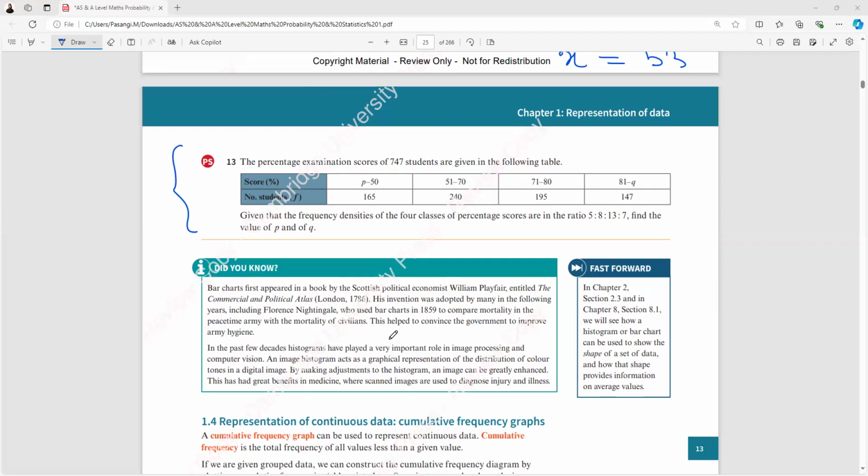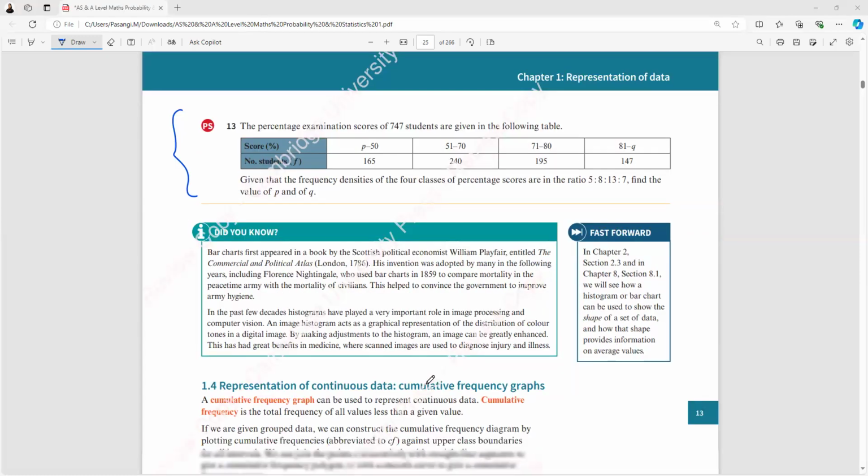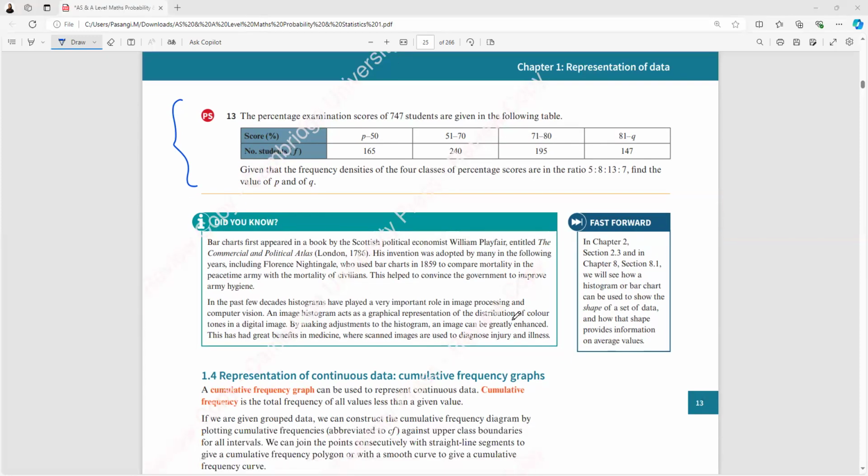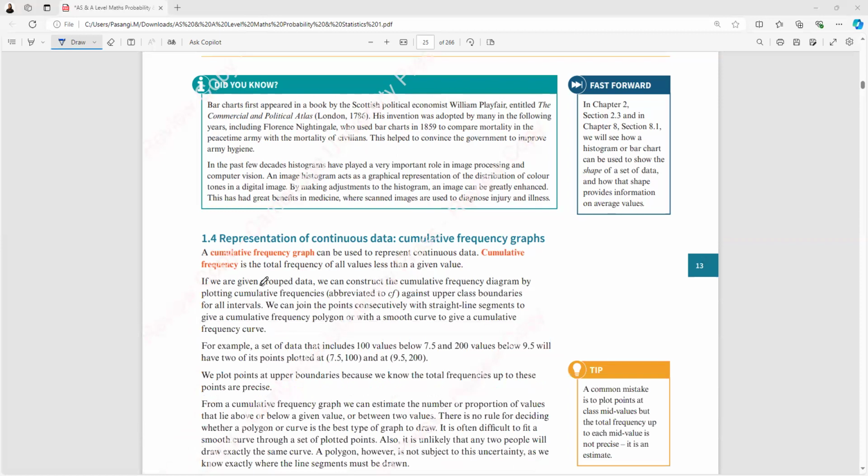Okay. So here, representation of continuous data: cumulative frequency graphs. A cumulative frequency graph can be used to represent continuous data. Cumulative frequency is the total frequency of all values less than a given value.